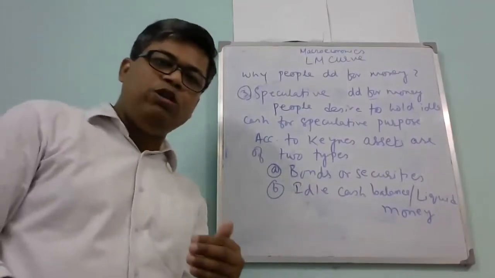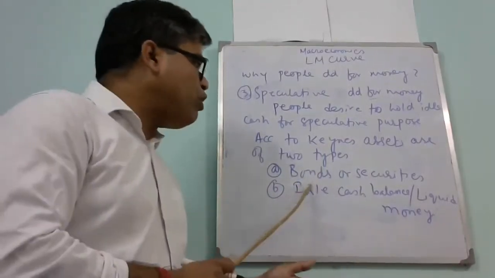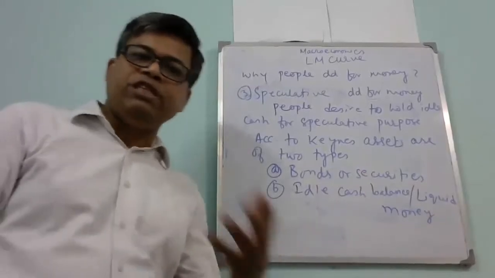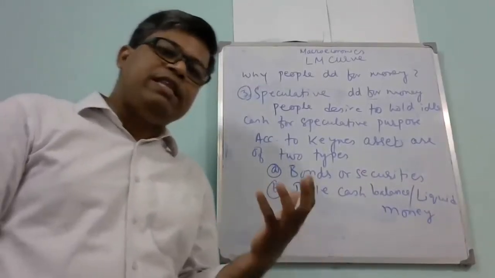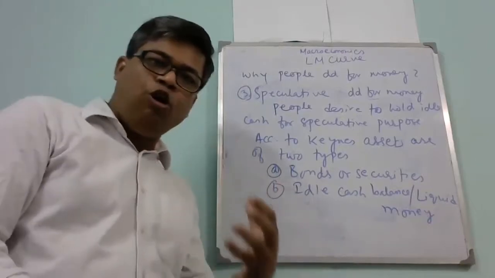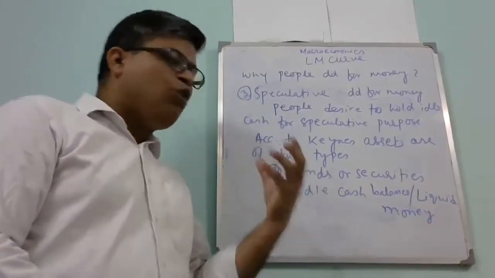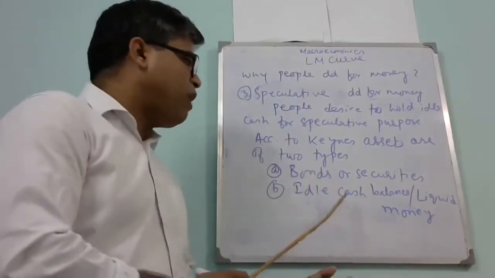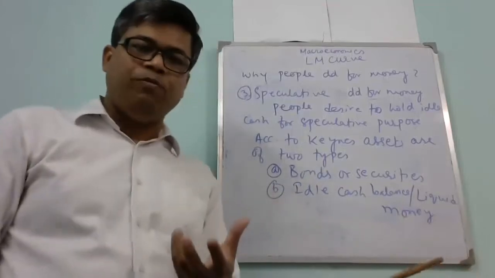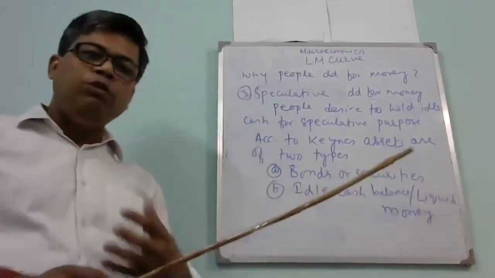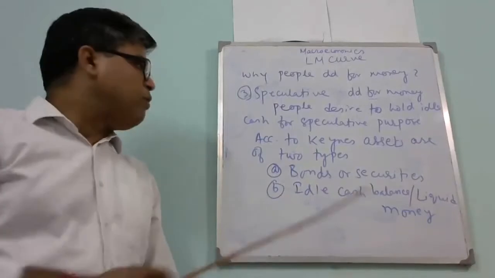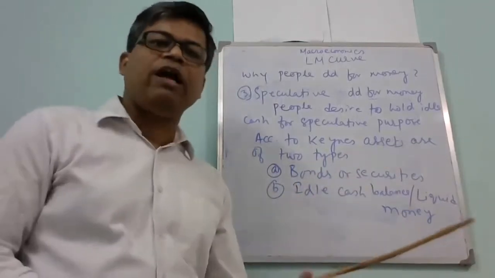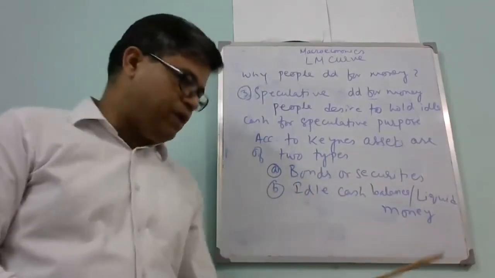Either they can hold their asset in bond or security form. They can purchase the bonds or they can purchase the securities. Or they can hold their asset in cash form, idle cash or liquid money form. Or they can hold both of them: some asset in form of bonds, some asset in form of idle cash balance or liquid money.